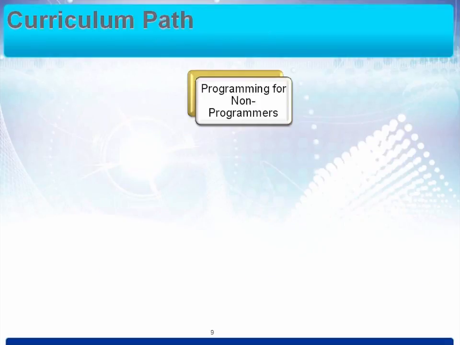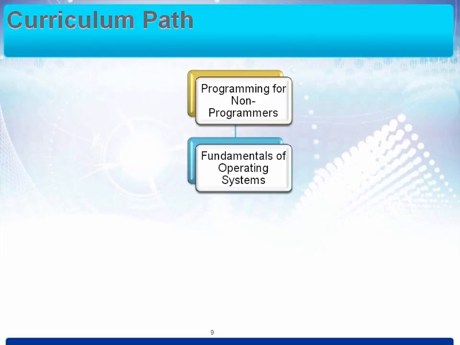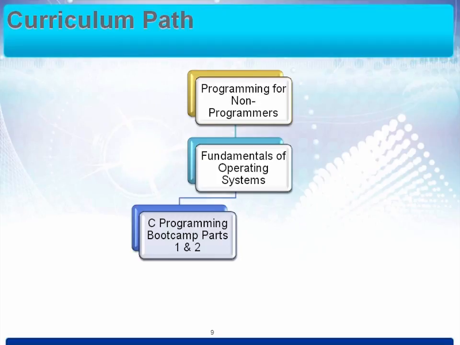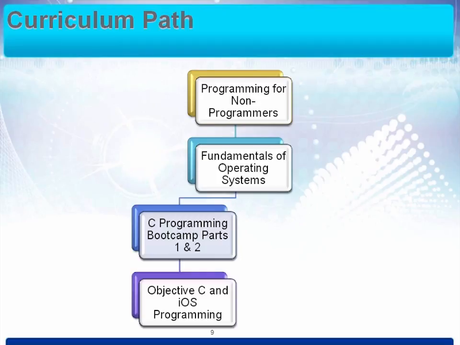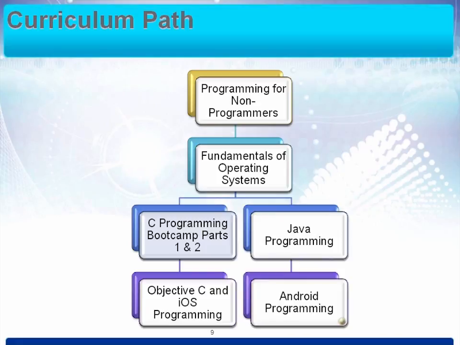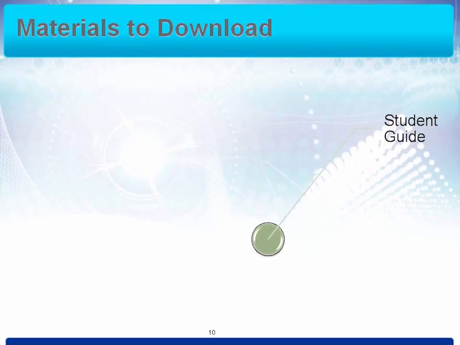All right, so if you're interested in taking some of the other courses, then if you did not have a programming background, you probably have already taken the Programming for Non-Programmers courses, which gets you familiar with the concept of programming if you haven't had any exposure to it before. And if you don't have that solid background in computers and operating systems, you might want to take the Fundamentals of Operating Systems classes. We assume that you have this background before coming in here, and then that would lead you into the C Programming Bootcamp Part 1 and 2. And then after you complete this, if you're interested in moving on to Objective-C and iOS programming, that could be your next step. Alternatively, if you're interested in Android programming, you might take the Java programming course and move on into Android programming.